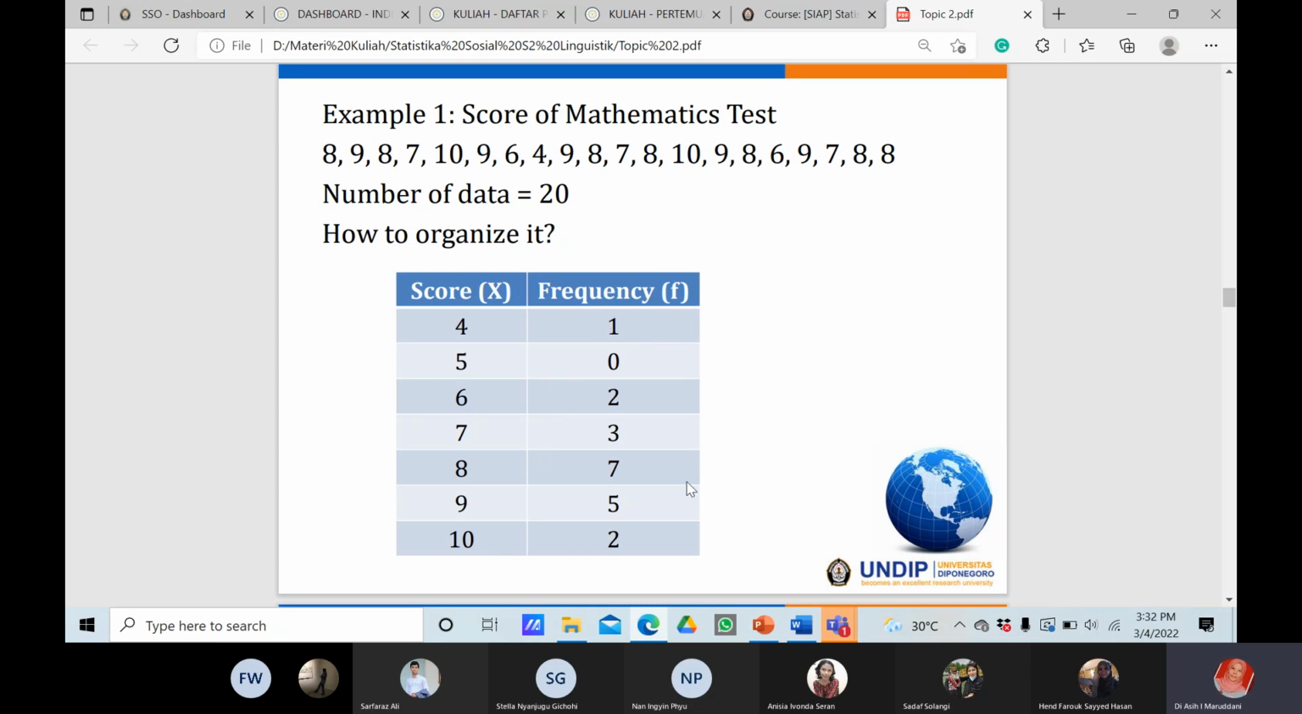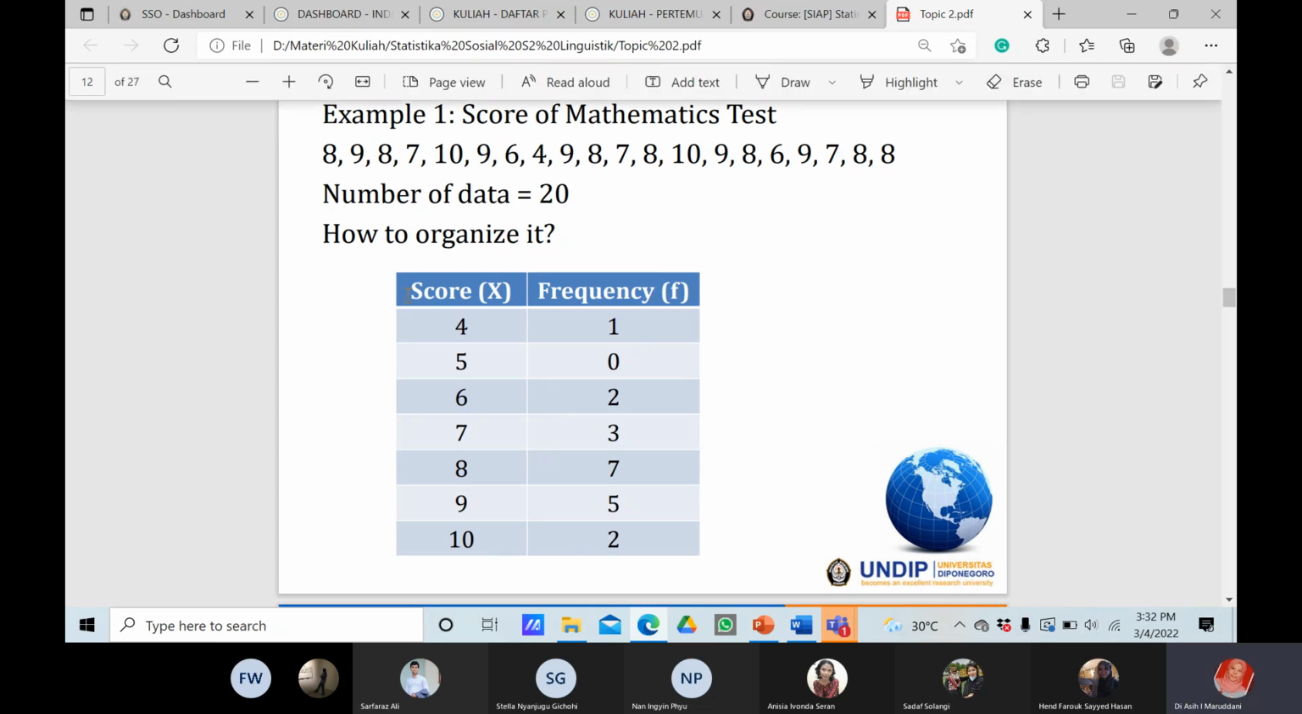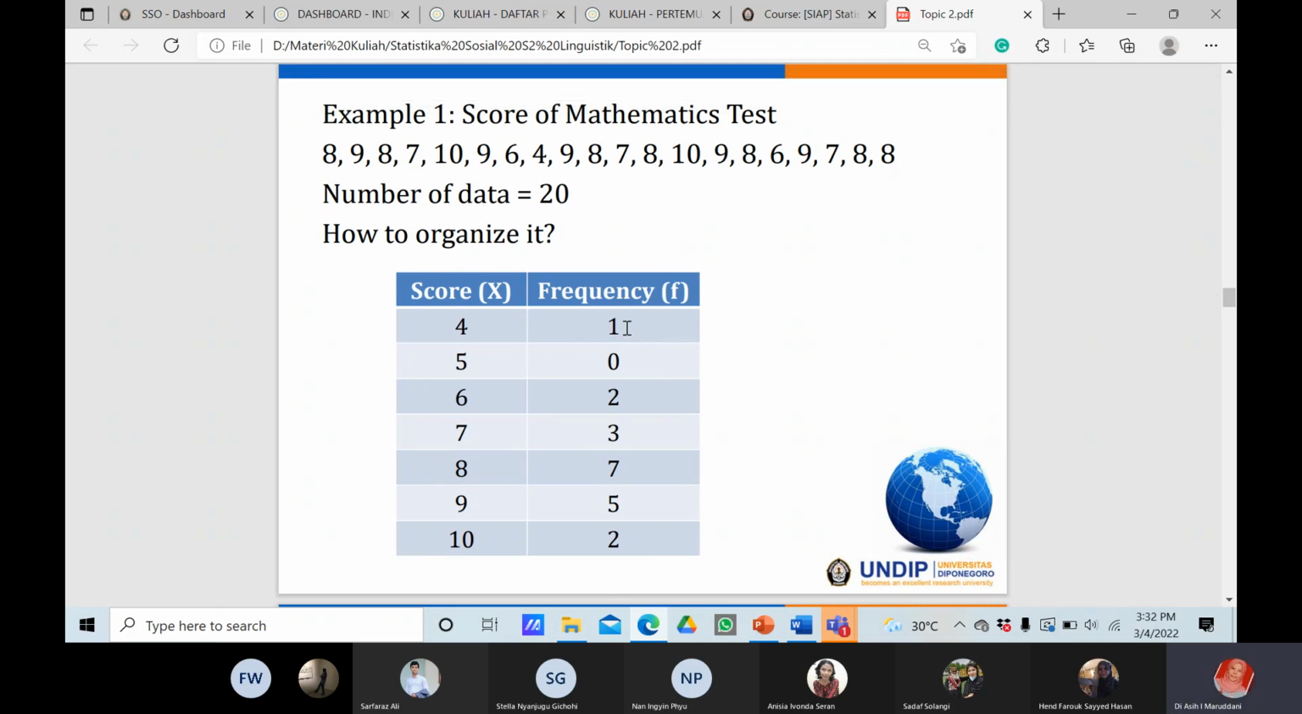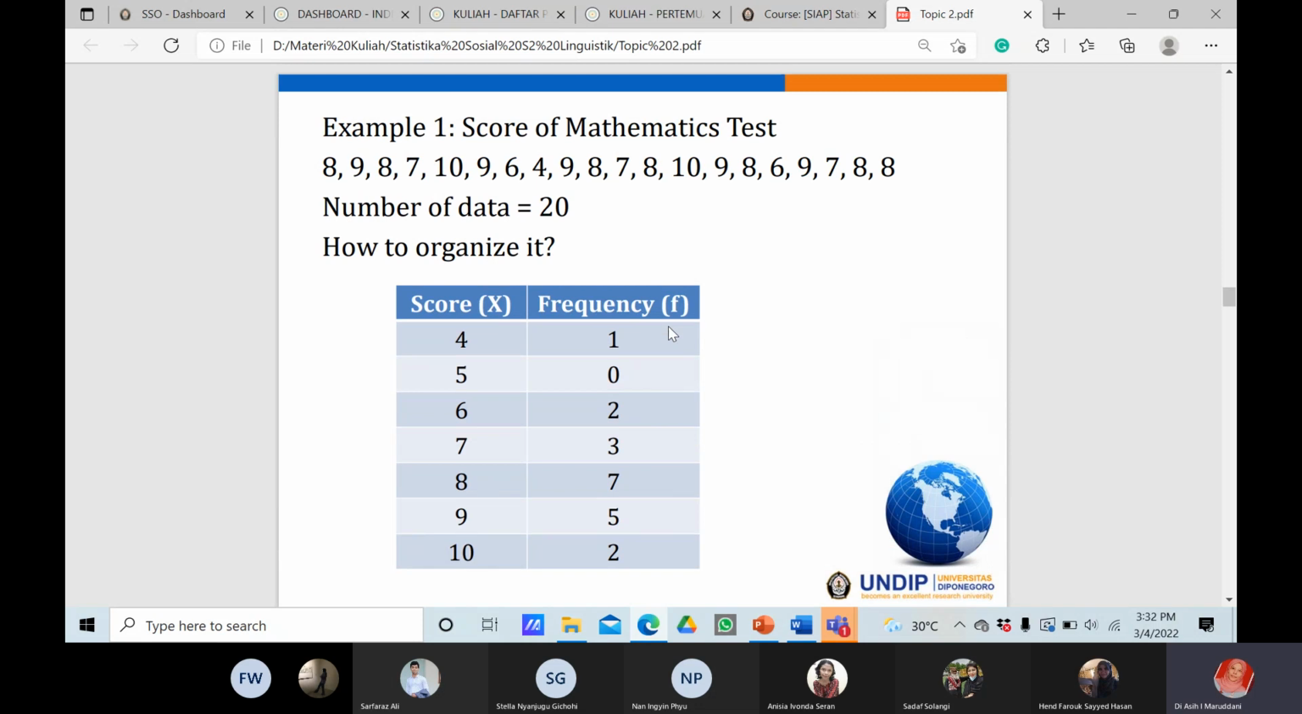When you produce tables from this series, you have to check that the calculation from the first row until the last row should be 20, equal to the number of data. Okay. This is called frequency distribution.